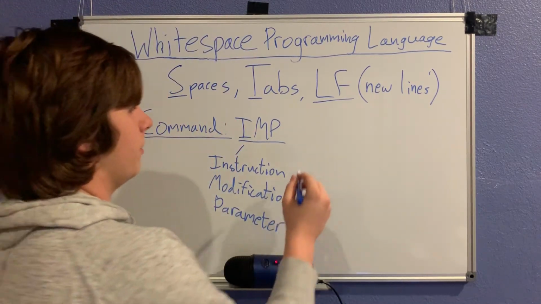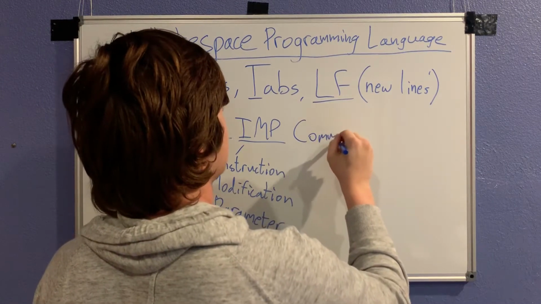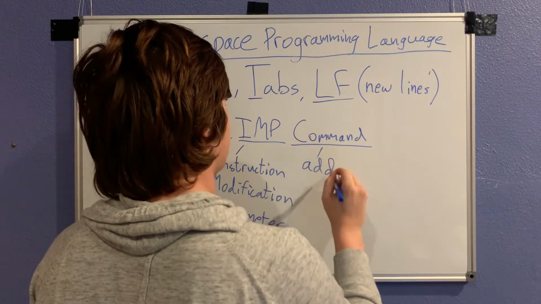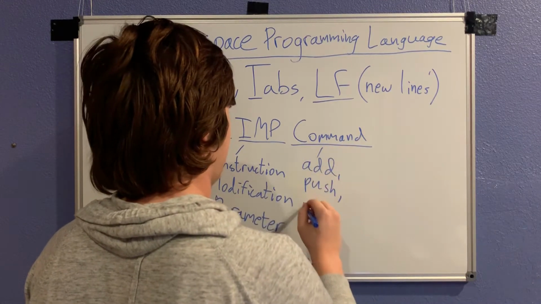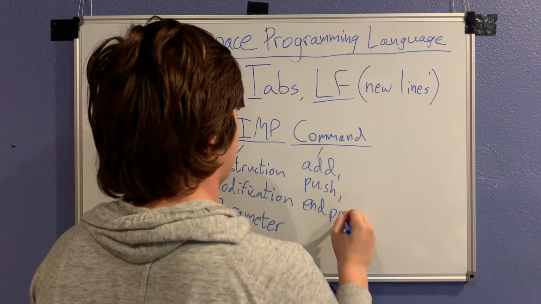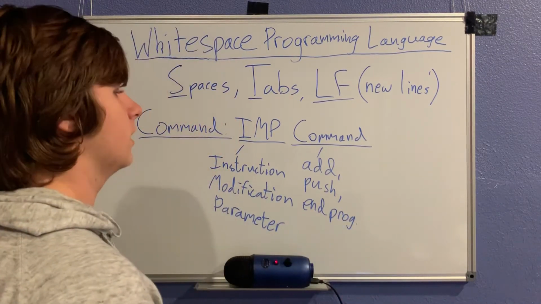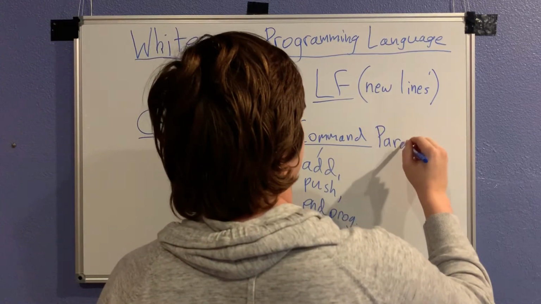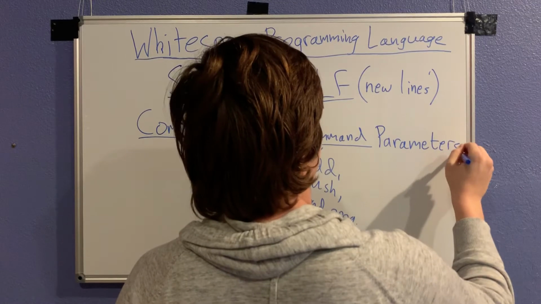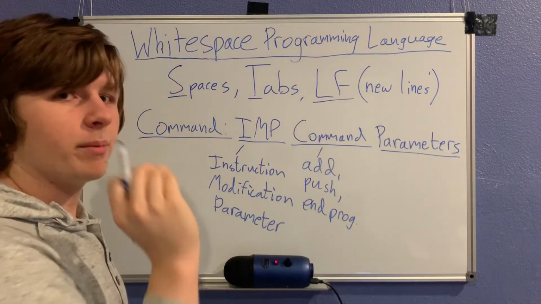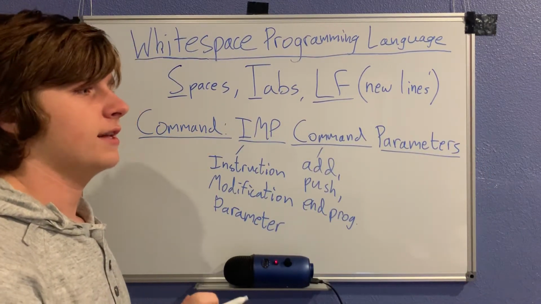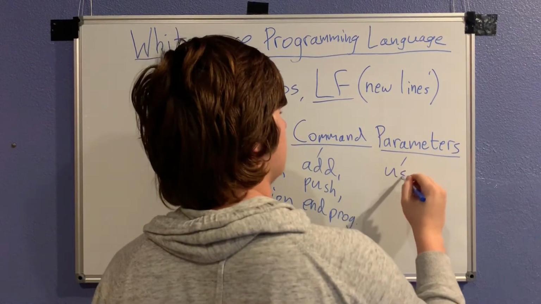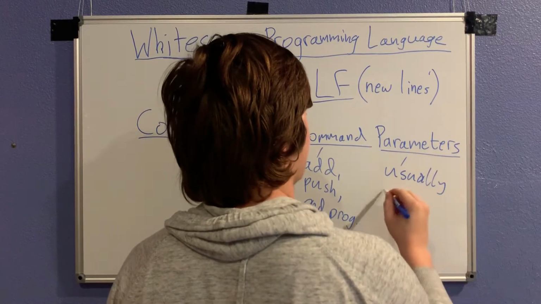So then you have the actual command specific to the IMP. You might have something like add, push to the stack, end program, stuff like that. Then you have the parameters for the command. And a lot of times the parameters will be a binary number. I think that's the only thing we're going to be showing in this video. So usually a binary number.